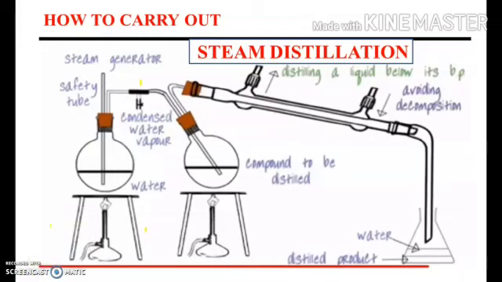I will explain how to carry out the steam distillation technique. One third of this RB flask is filled with water. This RB flask is connected to a steam generator on one side and a delivery tube on the other side. The organic mixture is taken in the second RB flask, which is connected with the delivery tube. The organic mixture contains both volatile and non-volatile impurities.